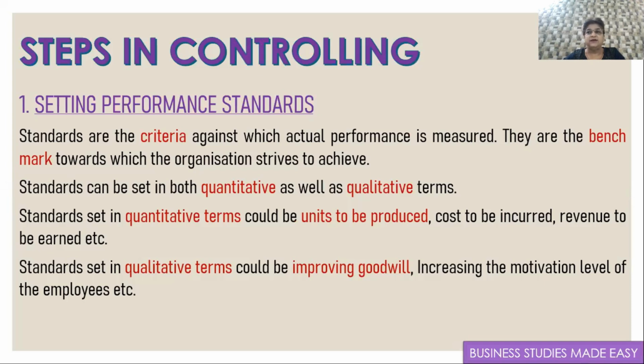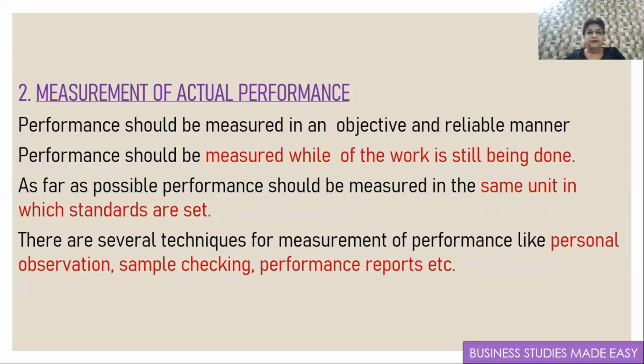Now, standards can either be quantitative or qualitative. Quantitative standards are very easy to evaluate and set. For example, the worker was told to make 10 units. So it's very easy to see whether he's made 10 units or not. But when these standards are qualitative, sometimes it becomes a little difficult to evaluate them or even set them. For example, improving goodwill or increasing the motivation level of the employees. These are qualitative standards.